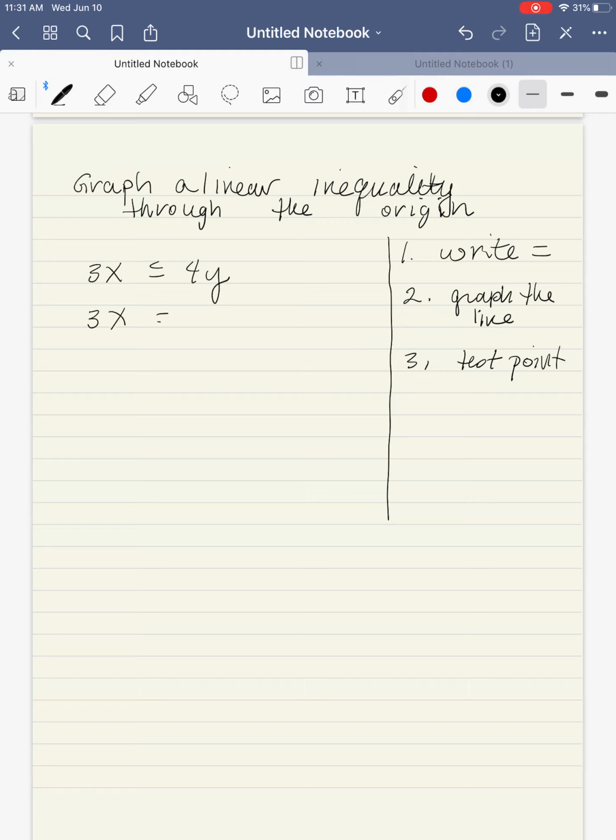So my first step is to write with an equal sign and then graph that line. And there's a couple of ways I could do this. I could graph this line by just finding a couple of ordered pairs, or I could get it into y equals mx plus b form and graph it that way. So I can do that either way. I'm going to go ahead and let you graph that line using either of those methods, and then turn the video back on.